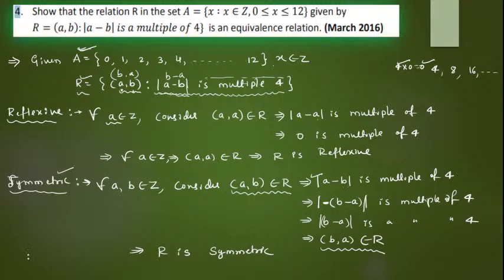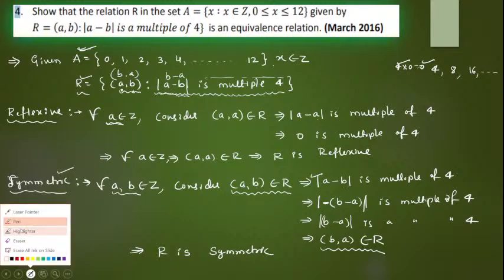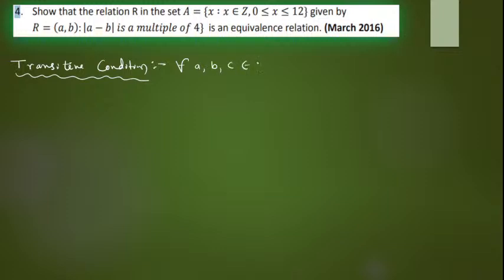Next condition is what? Transitive condition. We'll check this. For reflexive, consider one integer. For symmetric, take two integers. Shortcuts and tricks. And for transitive condition, you have to check three integers. We'll see it. Transitive condition, let us see what happens here. Let us take any three integers A, B and C belonging to Z.